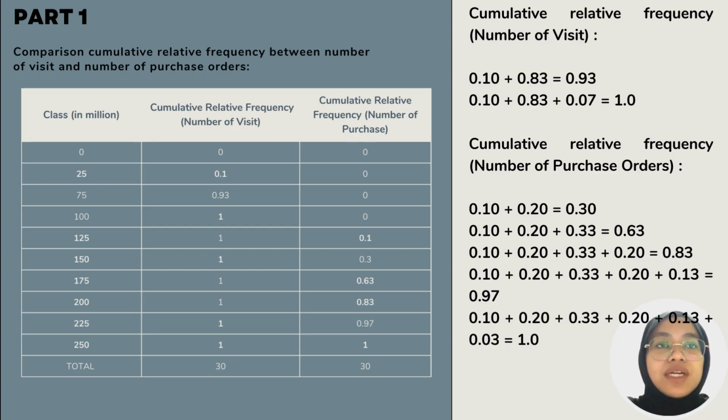Comparison of cumulative relative frequency between number of visits and number of purchase orders. This table shows cumulative relative frequency for number of visits and number of purchase orders. To find cumulative relative frequency, we need to add the relative frequencies from class to class. For example, the cumulative relative frequency for number of visits is 0.10 plus 0.83, so we get 0.93.